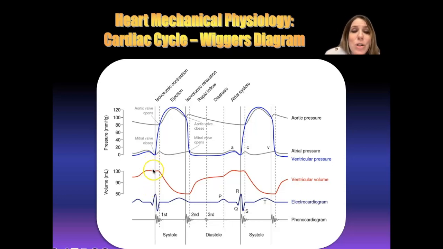And that starts ventricular systole, which is going to correlate to the QRS complex and to the closing of the AV valves, including the mitral valve and the tricuspid valve. And so when those valves close, we hear our first heart sound, S1, lub. So that's right at the beginning of ventricular systole.